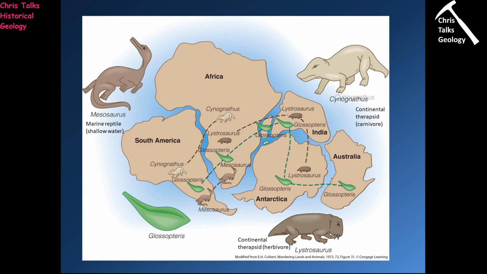So you can't just have Cynoganthus stroll happily across the Sahara. It can't do it. It would die. So what would happen is your animal wouldn't be able to do that. It would have to evolve to become used to desert conditions. Then it could move across the Sahara.